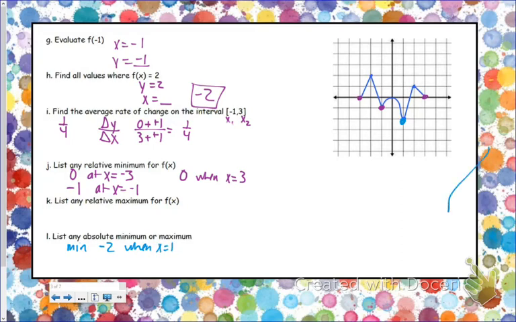Okay, let's talk about our maximums. Okay, so my relative maximums would be like this point right here or this point right here, because they're the highest points relative to the points near it. So one of those would be 0, and that happens when x equals 0. Another one of those would be 1, and that happens when x equals 2. The absolute maximum, the absolute highest point on the entire graph, would be this top point right there. And that has a value of 2, and that occurs when x equals -2.